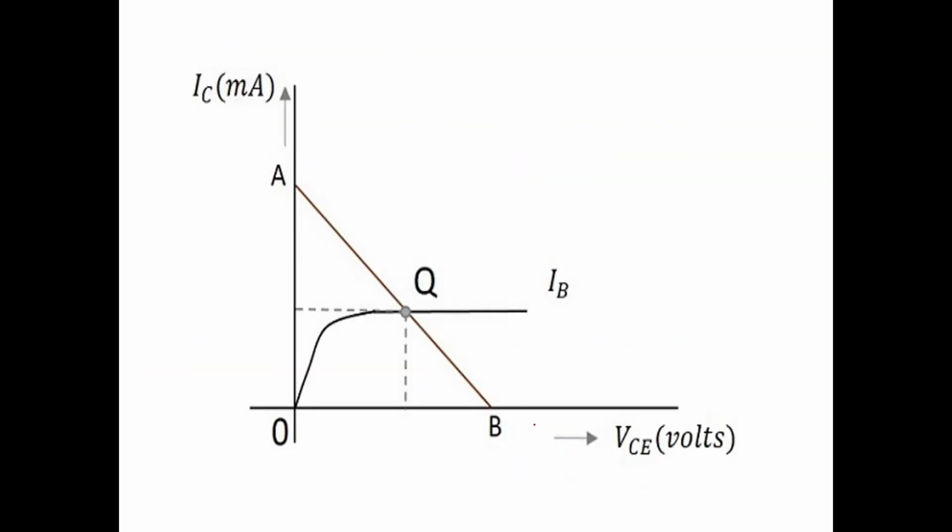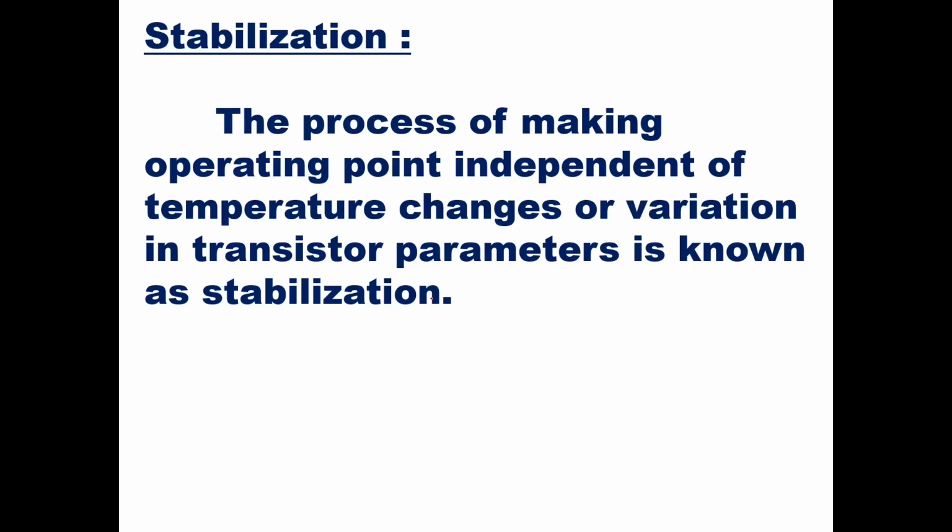Here you can see this is your load line, and this is your output characteristics, and the point of intersection over here is called operating point Q. So this is what operating point Q is. Then we'll see what we mean by stabilization.